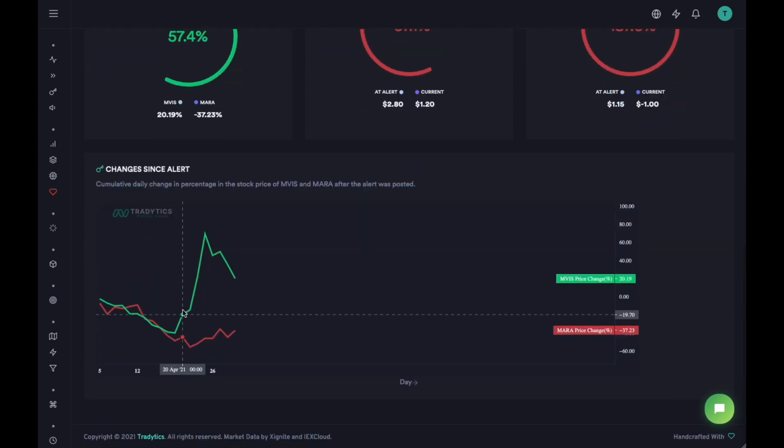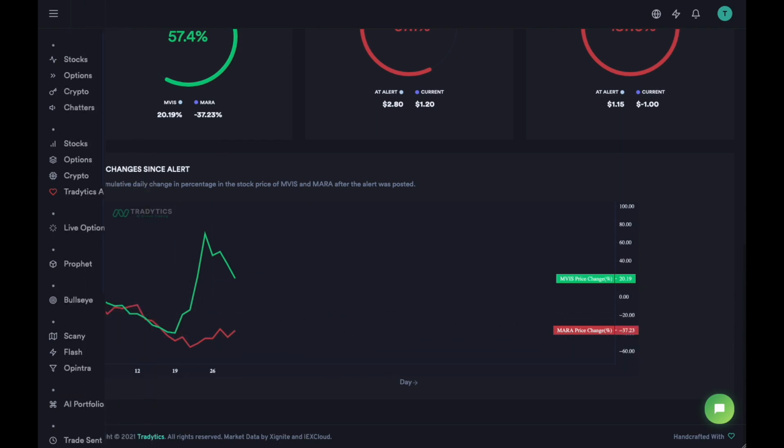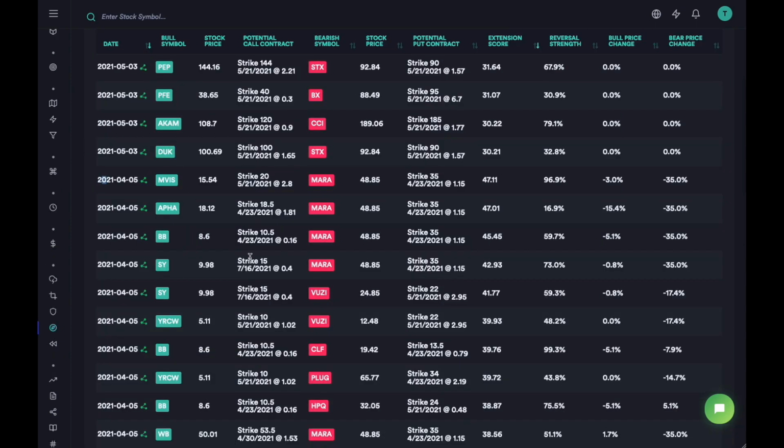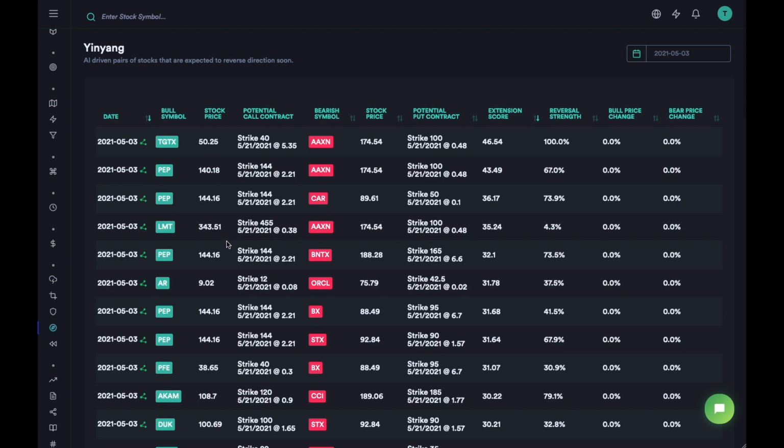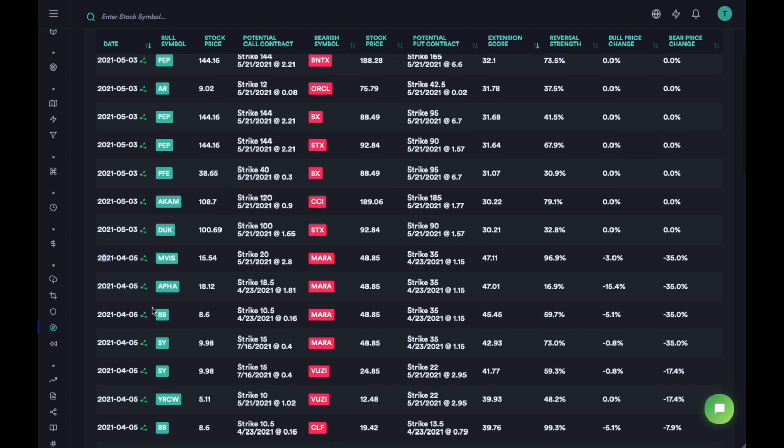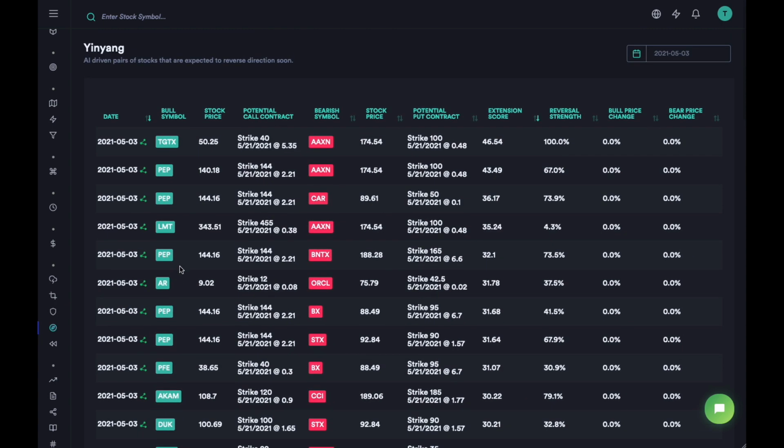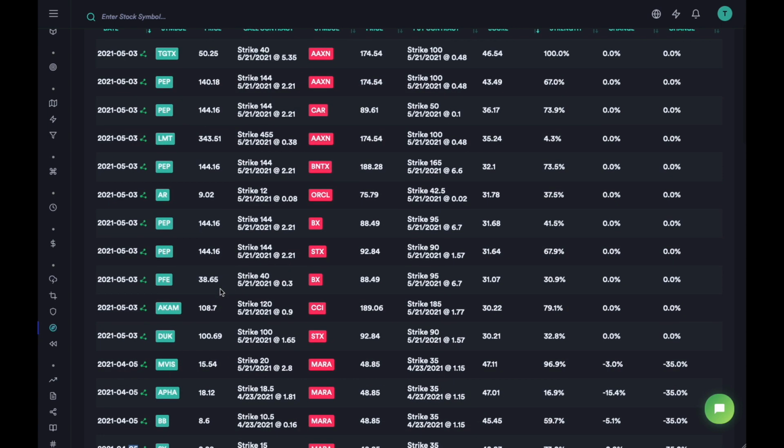Then we can see that this is MVIS. This was where the idea was posted. It went up, and Mara just kept going down. So again, this is just one example of how a Yinyang trade idea works, what it is based on, and how everything sort of works. Now, we post these trade ideas either every 2 weeks or every month. You can see that the last ones were posted on April 5th, and today we actually posted some new ones, so TGTX, AXN, Pepcar.